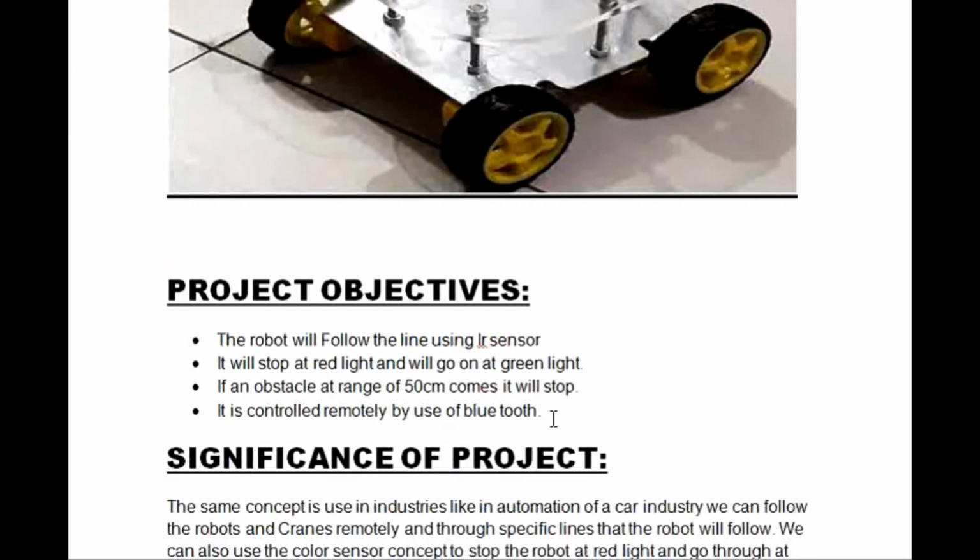Basically, the objective of this project is that the board will follow a line using an IR sensor, and it will stop at red light and go on at green light. For this purpose, we have used a color sensor. An ultrasonic sensor is used to detect an obstacle within some specific distance, and a Bluetooth device is used. The purpose of the Bluetooth device is to control it remotely.